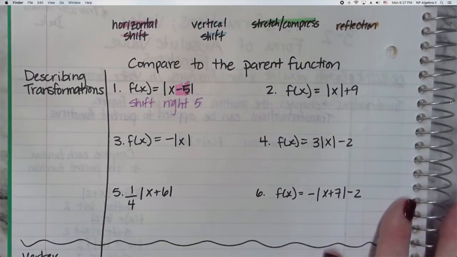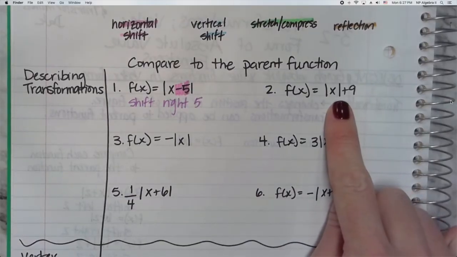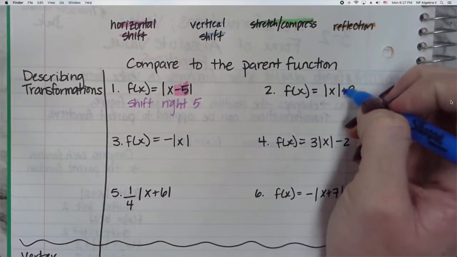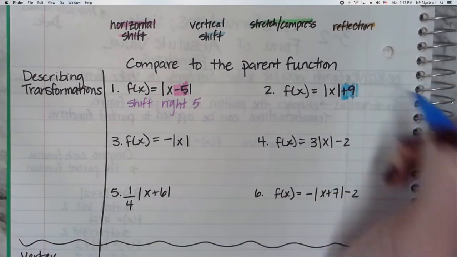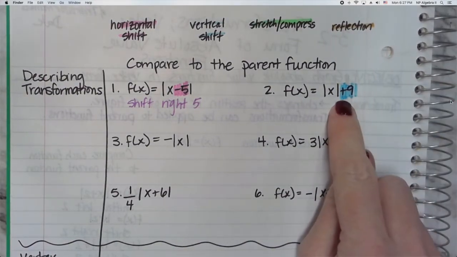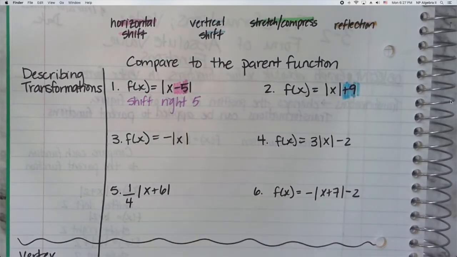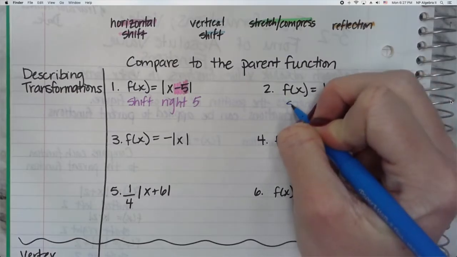Okay, taking a look at number 2. So this would be like our vertical shift. Absolute value of x plus k. So our vertical shift is up or down, and that one is intuitive. Whatever the sign is, that's the direction. So positive means up, negative means down. Okay, remember it's opposite for your horizontal shift. This would be shift up 9.